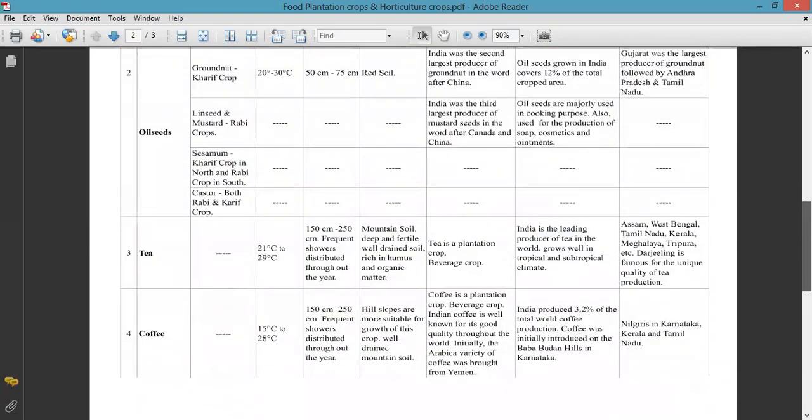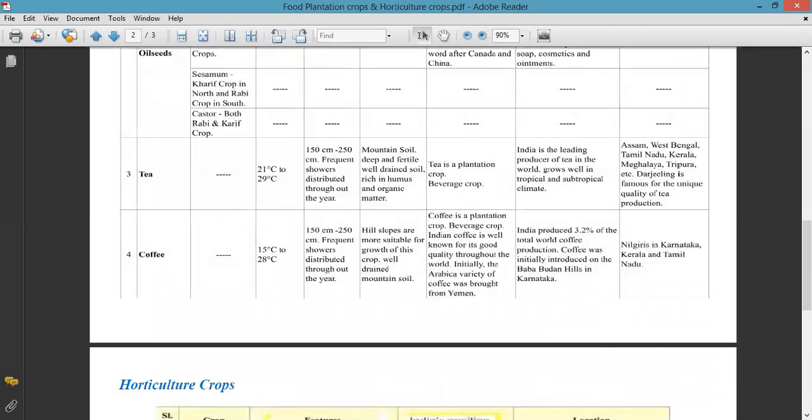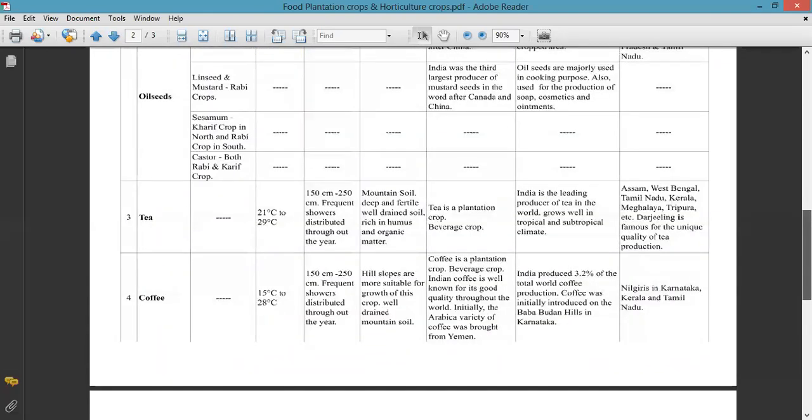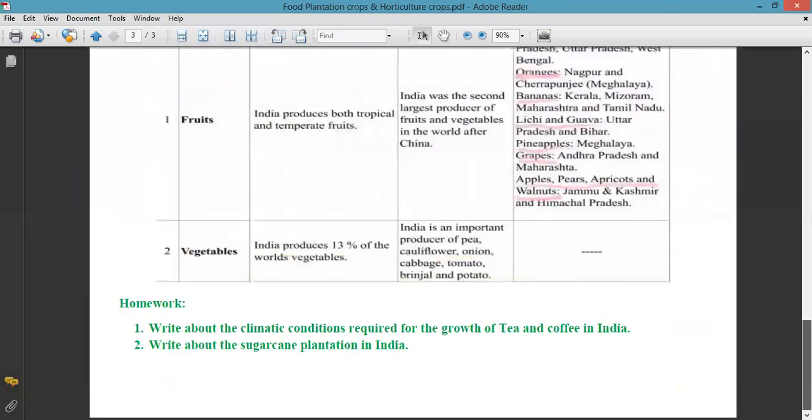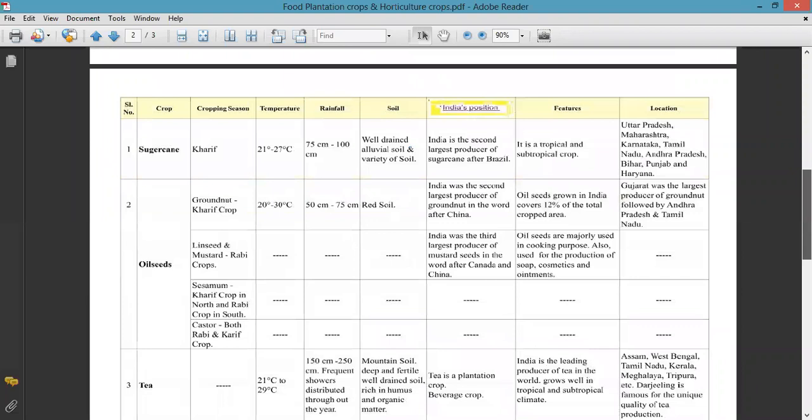Try to use more headings in examinations. Other point, when climatic condition is asked, you don't want to write about states, India's position, that and all. You don't want to write. Be specific to the answer. Write about the sugarcane plantation in India. If it is asked in 5 marks, what will you write? You have to write all. Its cropping season, temperature, rainfall, everything you have to write. Try to use headings. Okay.